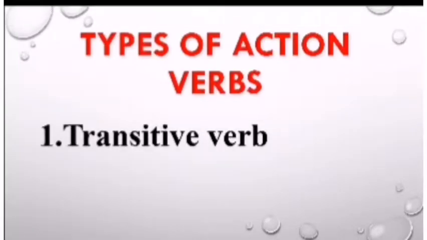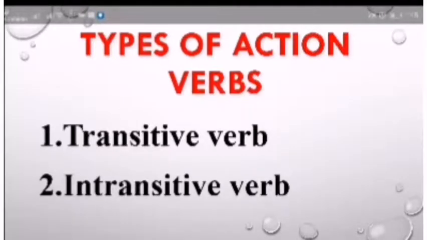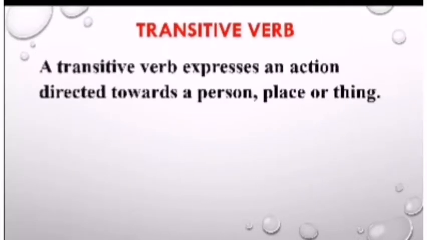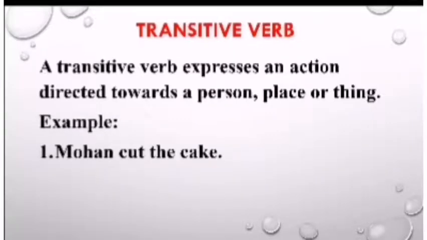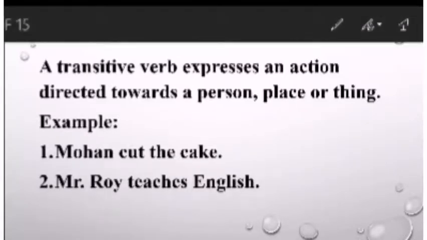are of two types: transitive verb, intransitive verb. Now, transitive verb. A transitive verb expresses an action directed towards a person, place, or thing. Directed towards a person, place, or thing, right? Example, Mohan cut the cake. One more example, Mr. Roy teaches English.